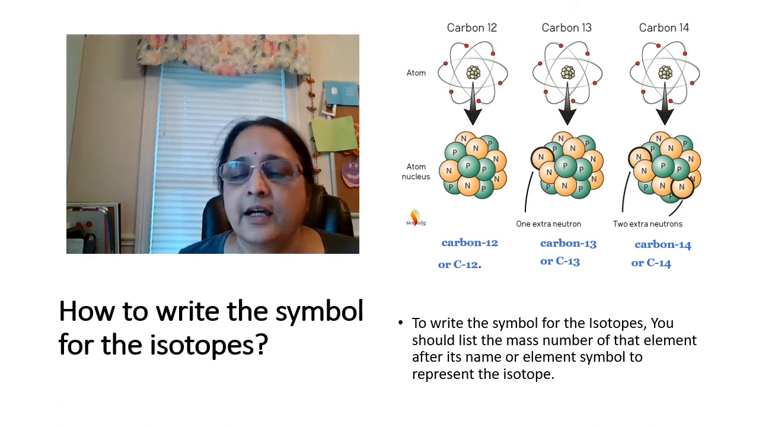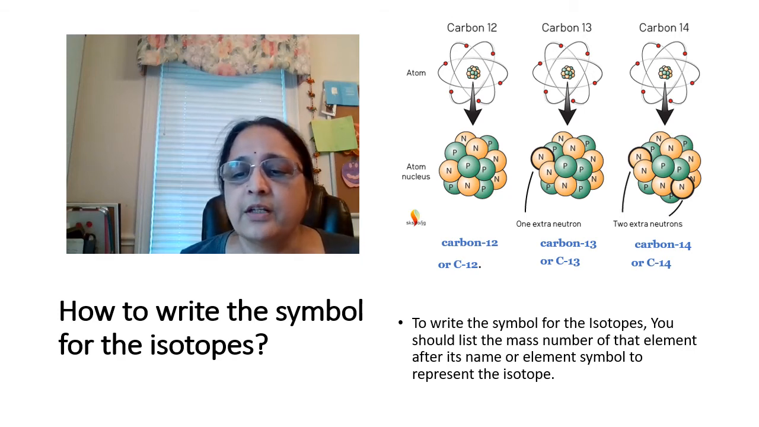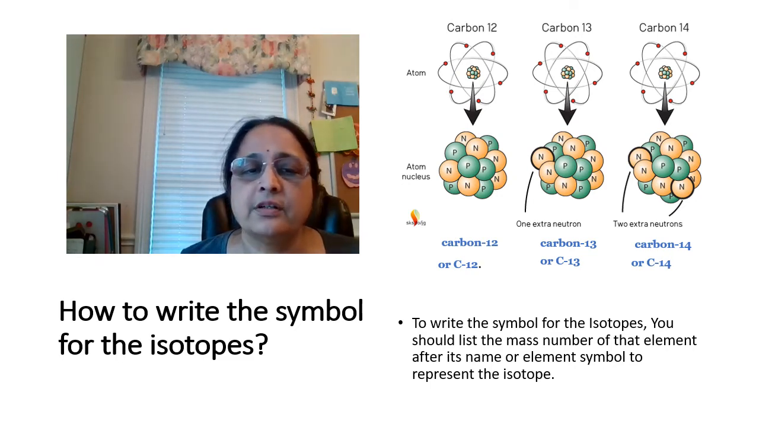Then another isotope of the carbon is with 2 extra neutrons. That means the number of neutrons is 8. So carbon 14 or C14 we should mention.